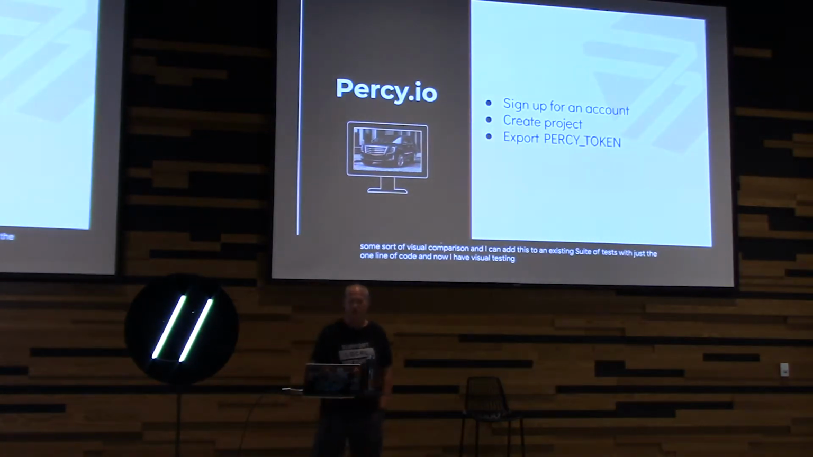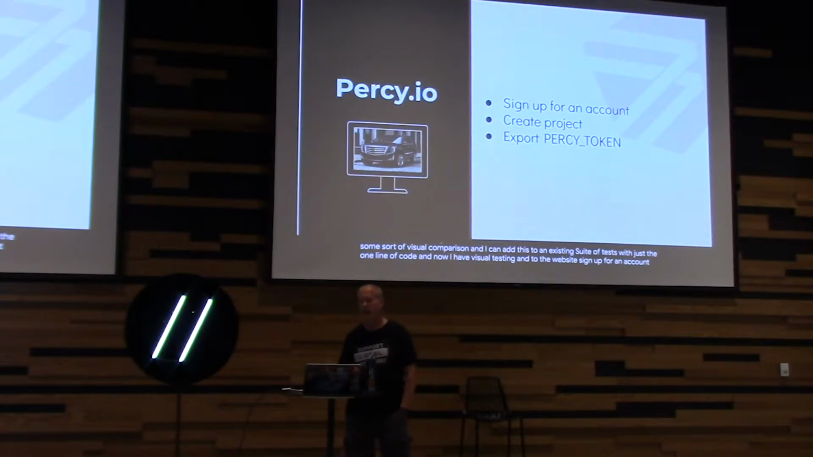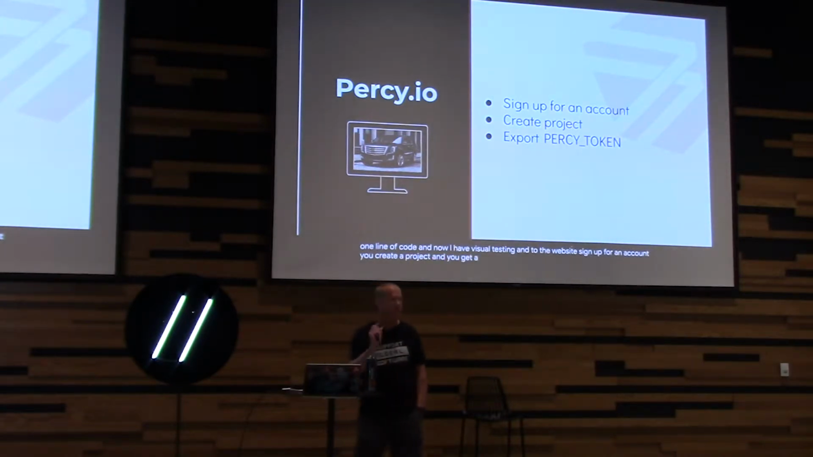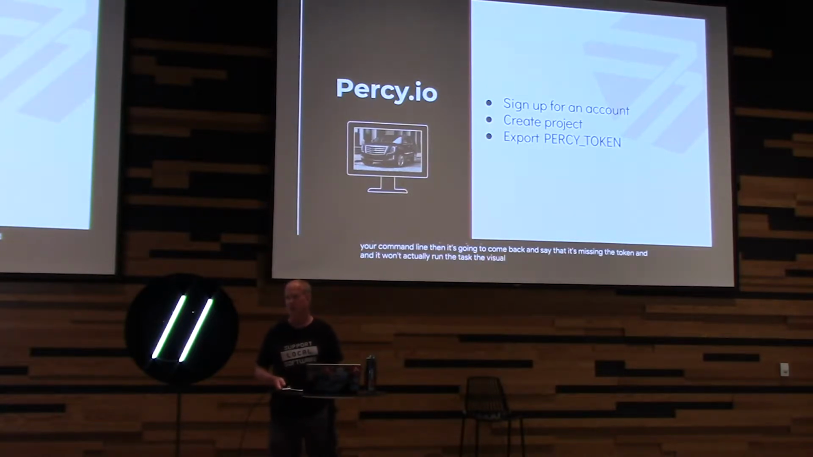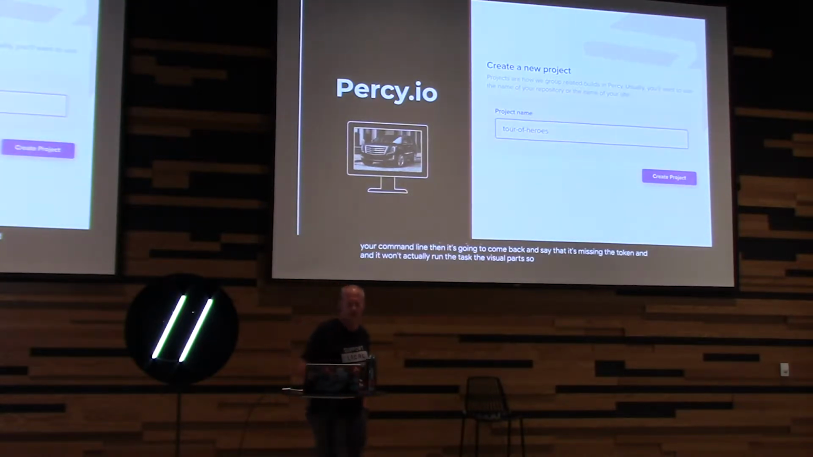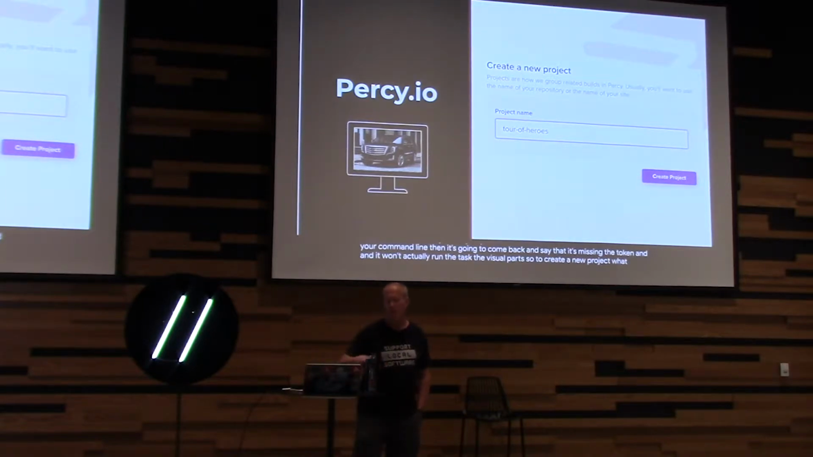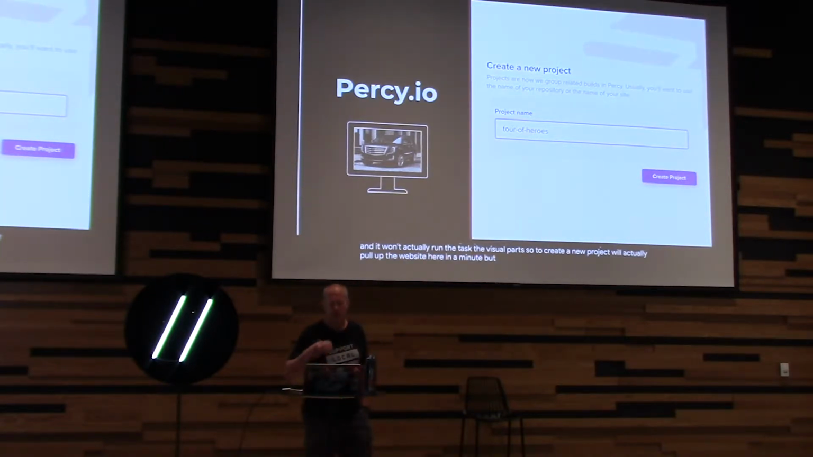So Percy.io, it's very simple. You go in to the website, you sign up for an account, you create a project, and you get a Percy token. The token is what tells Percy what project these images are going to be associated with. If you don't add the token to your command line, then it's going to come back and say that it's missing the token and it won't actually run the visual parts of the test. So to create a new project, we'll actually pull up the website here in a minute, but I go in and say create a new project, I give it a name, and then it's going to give me a key.